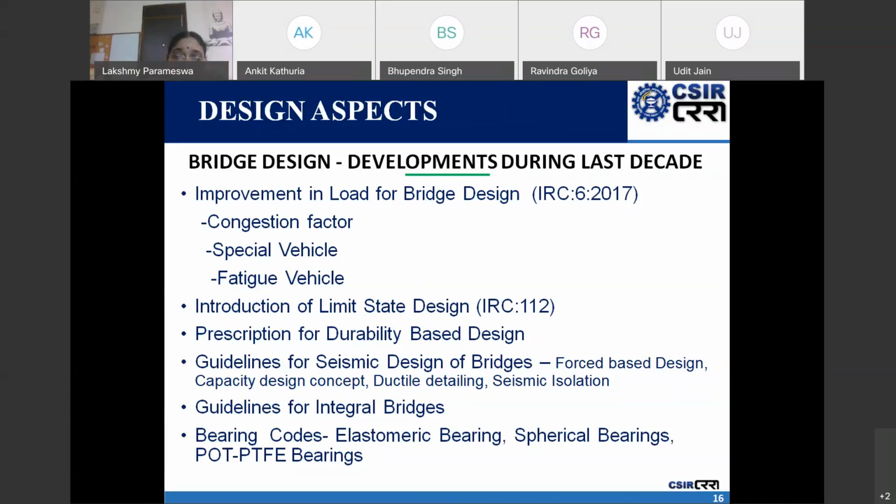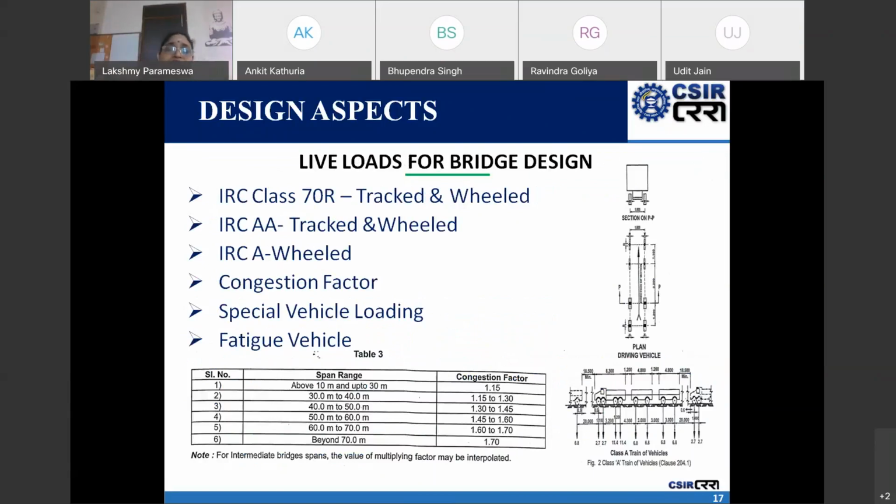They are achieved at the site with the help of different types of bearings. Earlier we used to have a metallic bearing, but then we have moved ahead with the elastomeric bearing, spherical bearing, and pot PTFE bearing, depending upon the span and the reaction which is to be transferred from superstructure to substructure. So I think I have already talked about it. These are some of the congestion factors which are available in IRC 6 now for a span up to 70 meter or even beyond that, but we are now reviewing this to rationalize it.